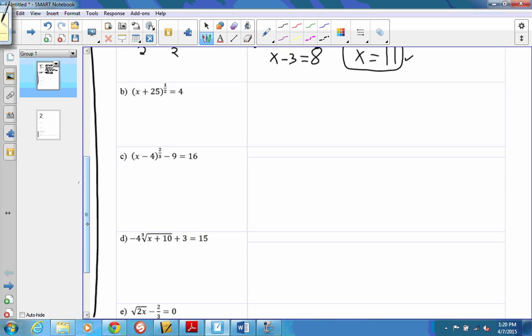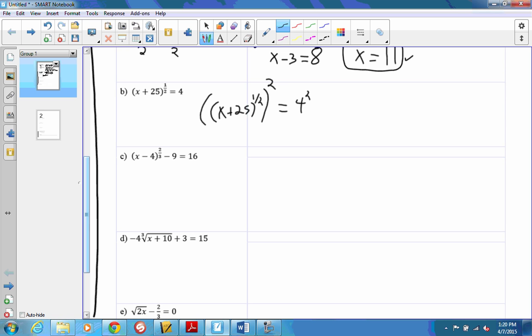So, any radicals in this one in B? Not explicitly, but I do have a rational exponent, the 1/2 power, which is like taking a square root, right? So you could rewrite this as the square root of x plus 25 equals 4, and then what would you do from there? I'd square each side, or I can skip that whole step and just straight up square each side, right? This becomes x plus 25 to the 1/2 power, and I'm going to square that, which equals 4 squared.